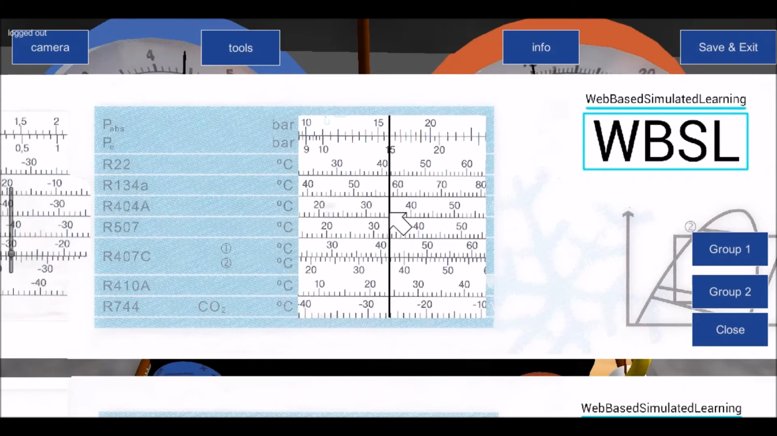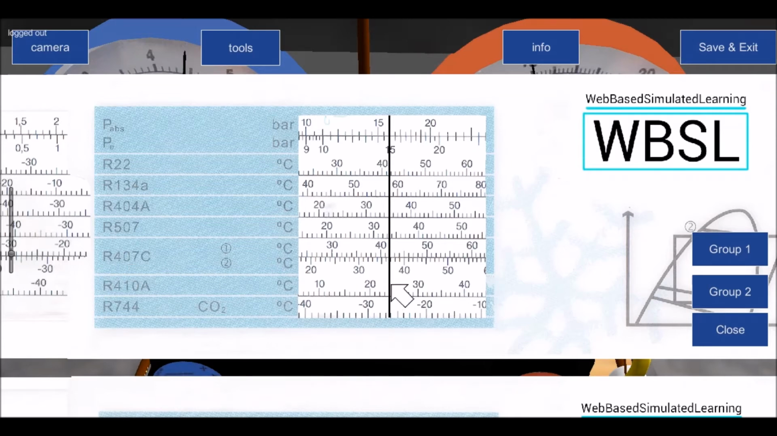So the pressure temperature relationship for 404A at 15 bar is equal to 35 degrees Celsius. That's the pressure temperature relationship for 404A at 15 bar or at 35 degrees Celsius, whichever way you want. 35 degrees Celsius 404A equals 15 bar pressure. 15 bar pressure 404A equals 35 degrees Celsius.